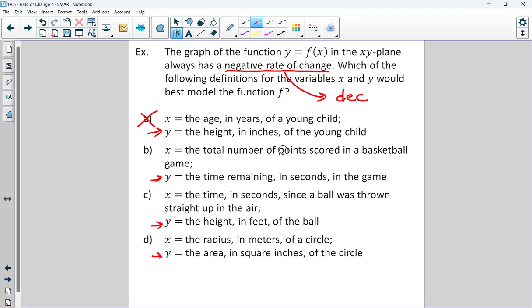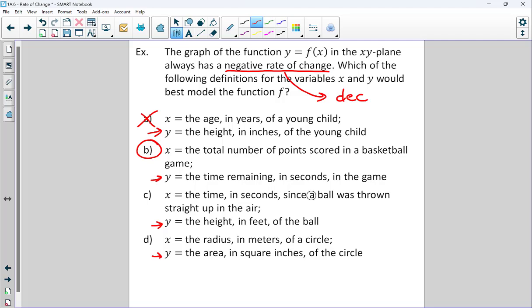As the total number of points scored in a basketball game increases, the time remaining in seconds in the game, well, as the total number of points is increasing, that means the game is progressing. Well, since there's a set time as to when the game will end, the time remaining in the game will decrease. So we have our winner. Let's just double check the others.